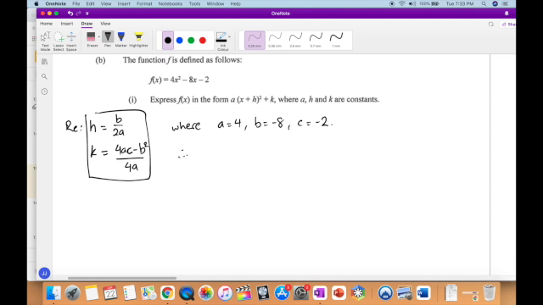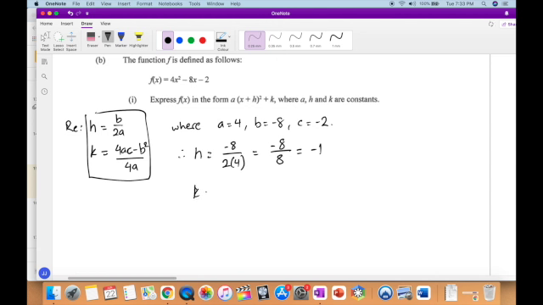So therefore, h is equal to b, which is -8, all over 2a, so 2 times 4, right, which is -8 all over 8, so therefore h is -1.